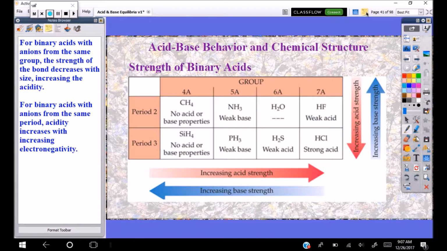But hydrogen sulfide is a weak acid. So it dissociates a little bit, but it's not as electronegative as its neighbor, hydrochloric acid. We know that chlorine is way more electronegative than sulfur. Therefore, it's got a more polar bond, and therefore it's going to ionize more completely.